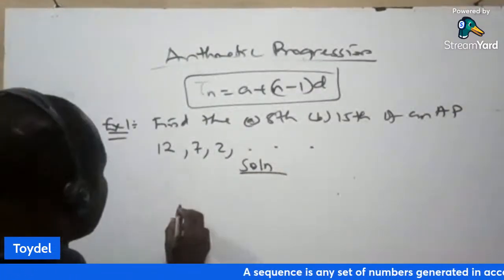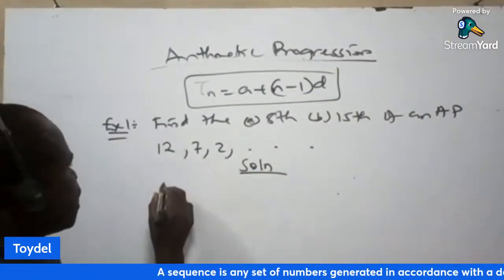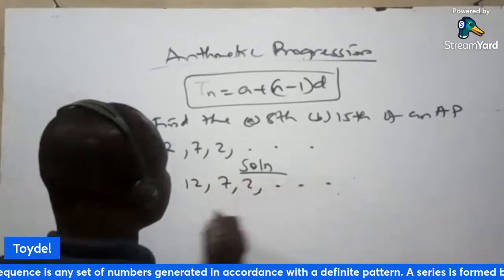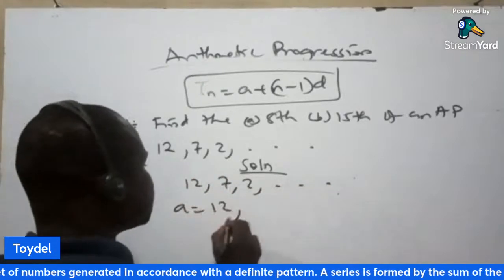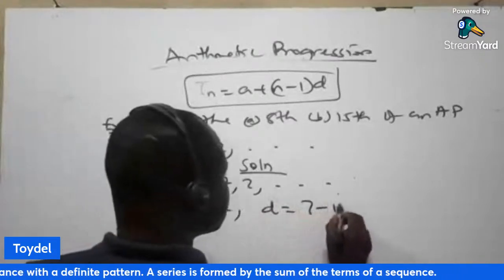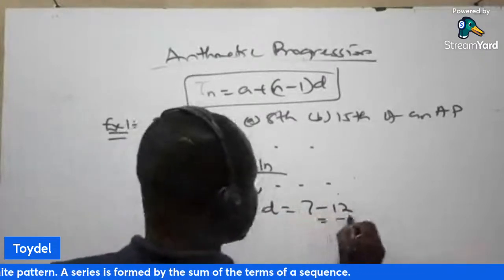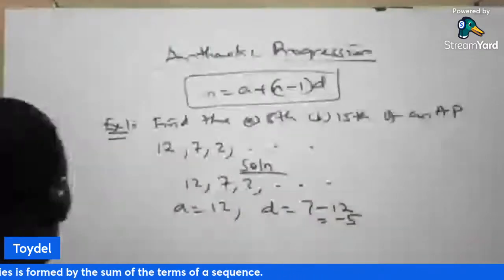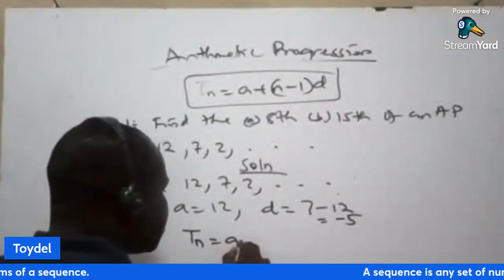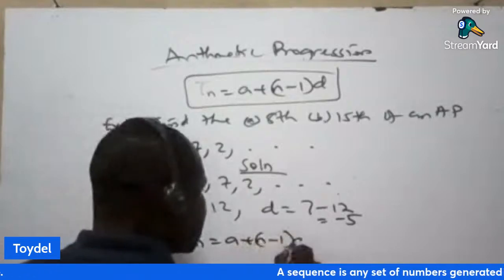In this case, what is the formula? We first write out the formula. We have 12, 7, 2, dot dot dot. The first term in this case is 12. The common difference is equal to the second term, 7, minus 12, and that is equal to minus 5. So the formula for the nth term Tn is equal to a plus n minus 1 into bracket d.